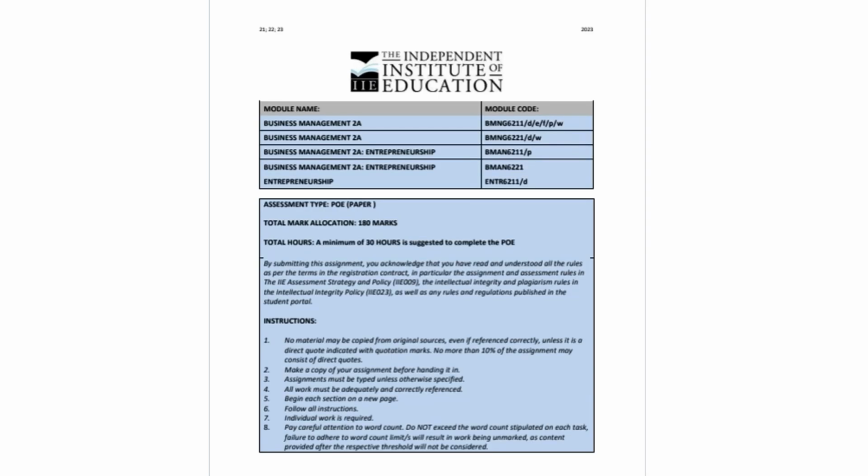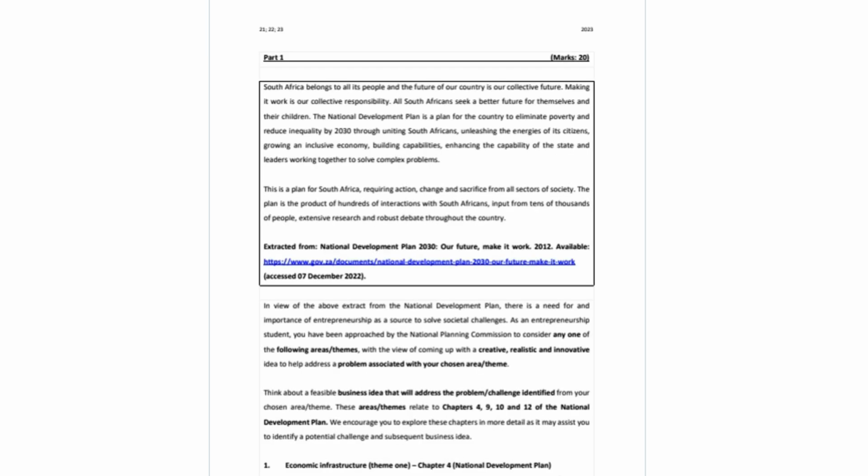Hi there, guys. For those that are still busy with their financial plan, this is just a brief overview of what is required and the requirements, or at least what I'm looking for. So, very quickly, let's have a look at what the POE actually asks you to do.